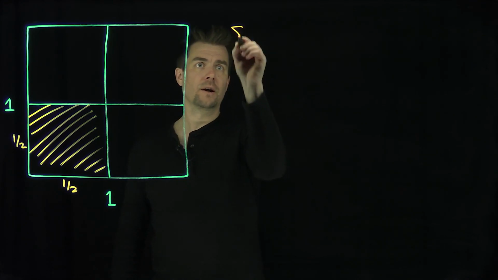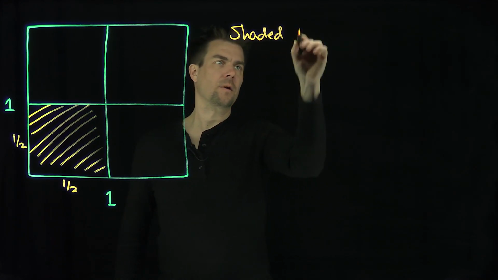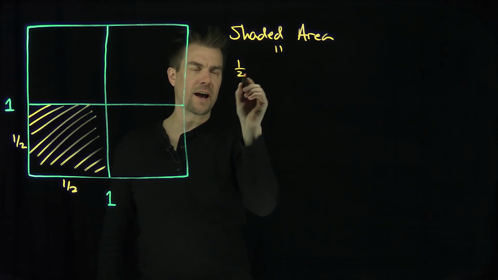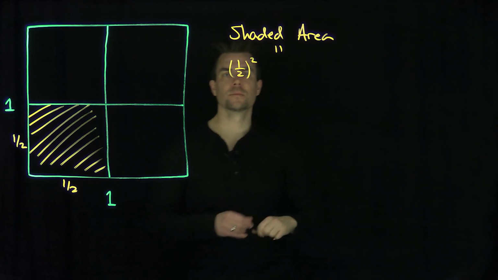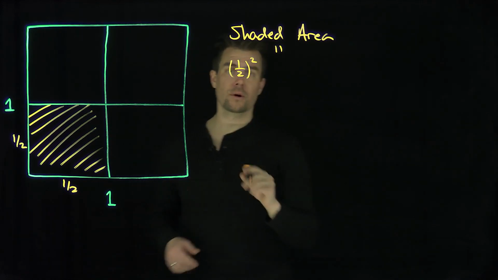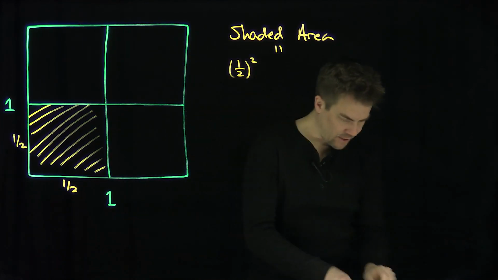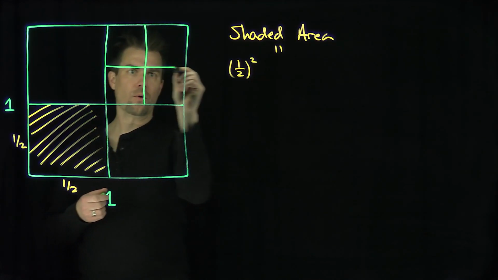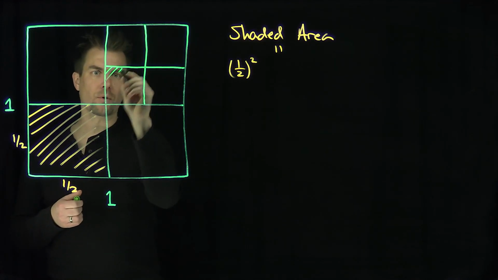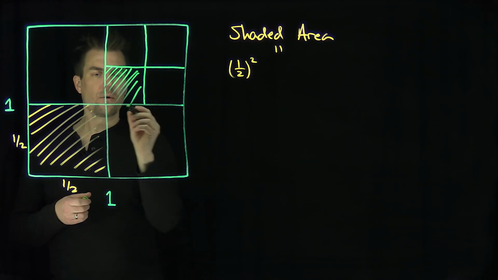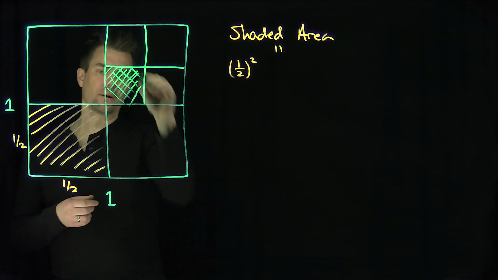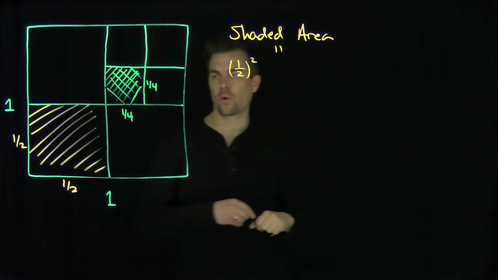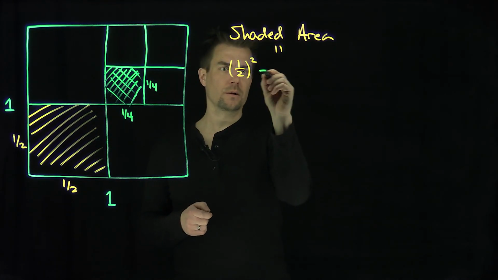So my total shaded area so far at this first stage is equal to 1/2 squared, right? Good? Or that's equal to 1/4, right? Now I'm going to do the same trick over here. Let's split this top corner and then shade in this bottom corner. Now that shaded area, I've added what to the shaded area? I've added in a 1/4 and then a 1/4. So I have a 1/4 squared now.